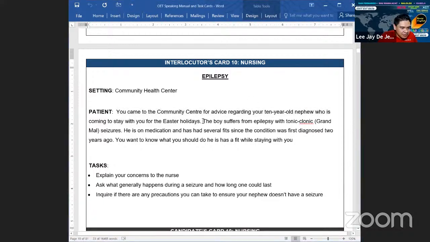Now, the boy suffers from epilepsy with tonic-clonic grand mal seizures. He's on medication and has had several fits since the condition was first diagnosed 2 years ago. Anong gusto mong mangyari? You want to know what you should do, okay, if he has a fit. Let's correct this one. If he has a fit while staying with you. So ano lang, he's not seizing right now. Okay? You're just trying to anticipate things.